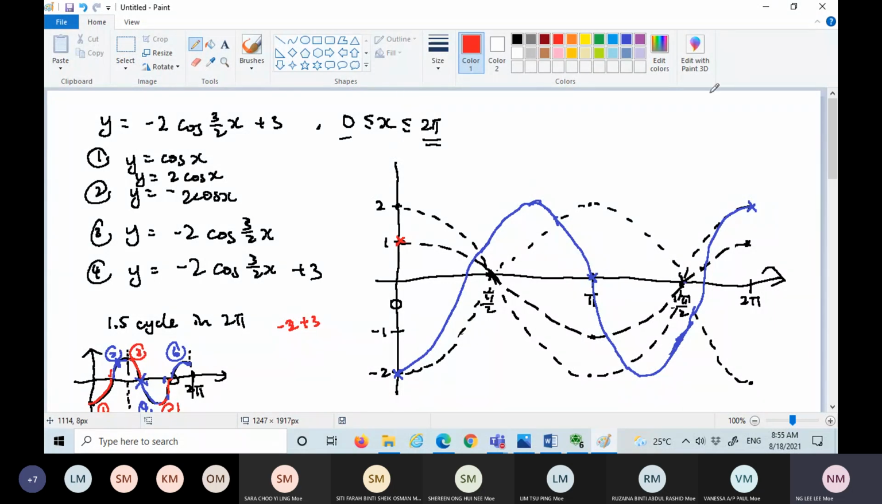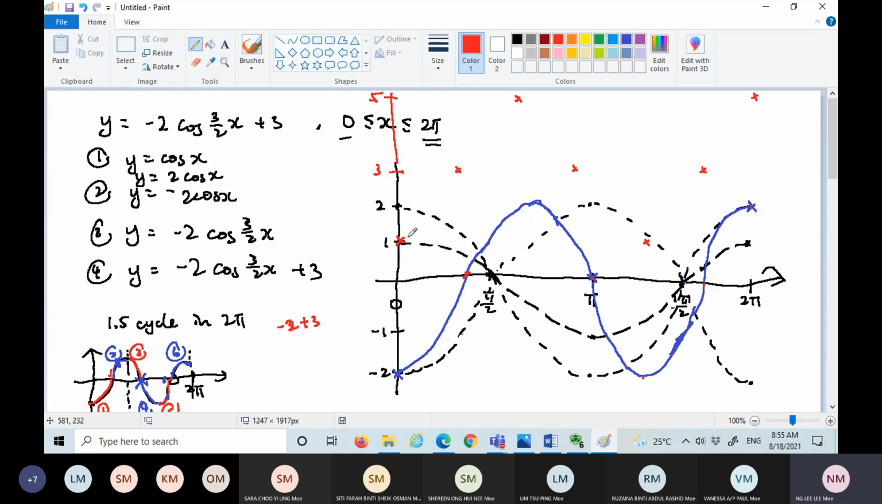Here you see I don't have enough space already. So let's say 5 is here, so it adjusts to 5. When 0, it will adjust to 3. Then again 0, adjust to 3. 0 here, adjust to 3. Here is 2, adjust to 5. And then the minimum point here, -2, adjusts to 1.